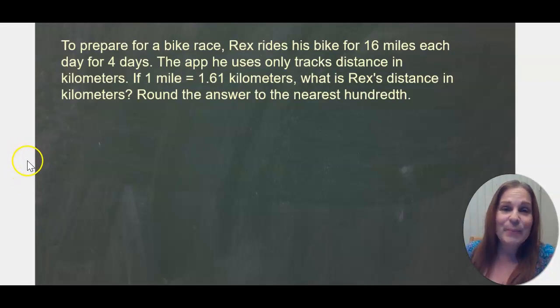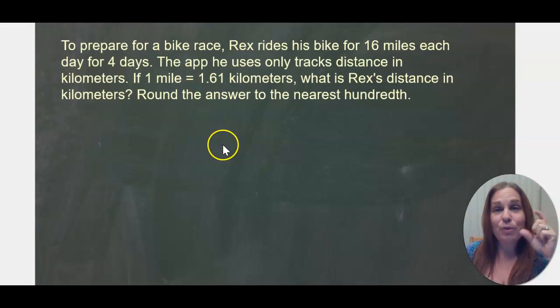All right, let's keep working with proportions. In this lesson, we're going to be using unit conversions written as ratios, and we're going to be multiplying to convert units. So for this first question, it says prepare for a bike race.